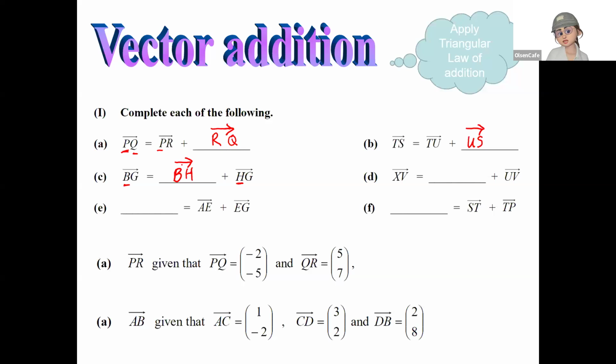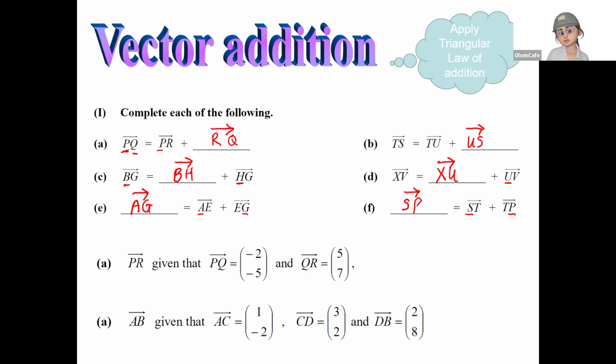Then the next question, XV. Again, I know the starting point is X, and the intermediate point is U. Therefore, XV is equal to XU plus UV. And then for part E, the starting point is A and the ending point is G. So this is easily done, I will have this as AG. Similarly with F, I can see the starting and the ending point, so therefore I know that this is SP.